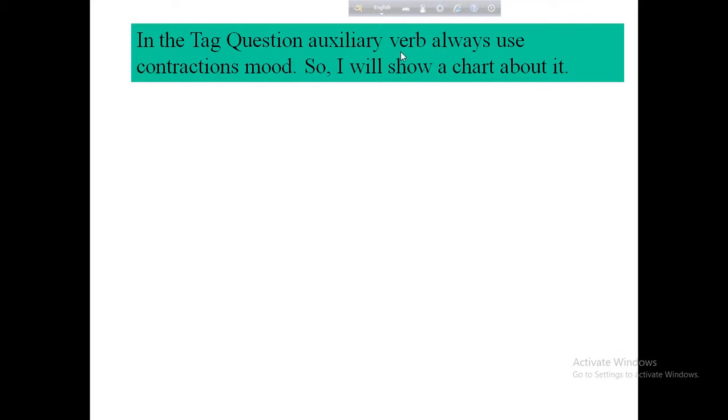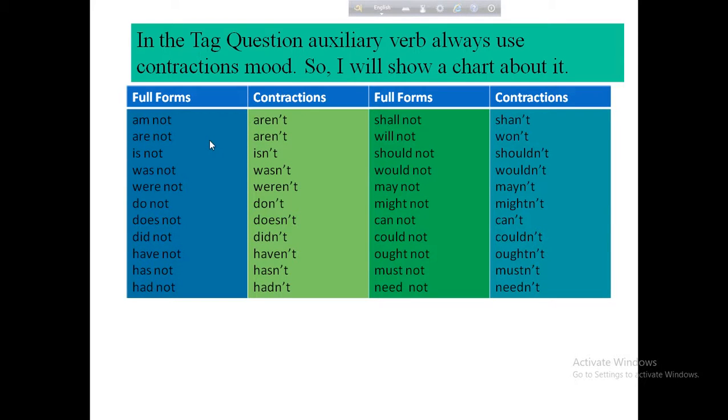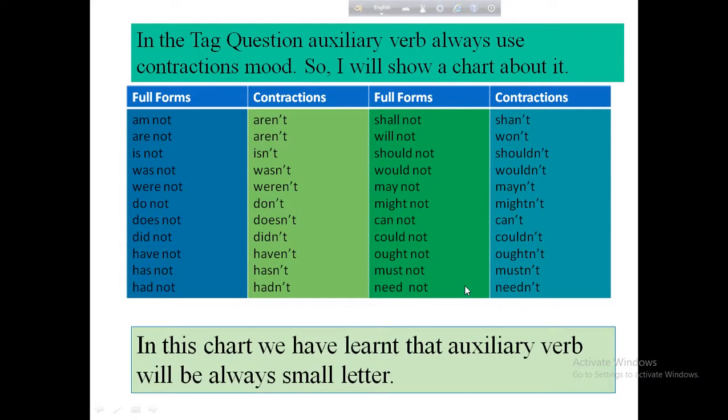In the tag question, the auxiliary verb is always in contraction mode. So I will show a chart about it. Can you guess what the contraction mode is? This is the contraction mode: am not, aren't, isn't. So you will learn this. Please remember this before learning tag questions. In the tag question you always have to use the contraction form of the verbs. These are the full forms and these are the contraction forms. So in the chart we have learned that the auxiliary verb will always be a small letter. Clear?